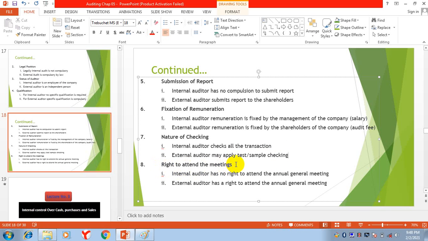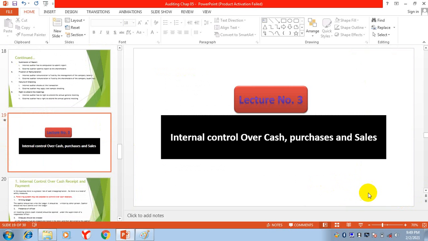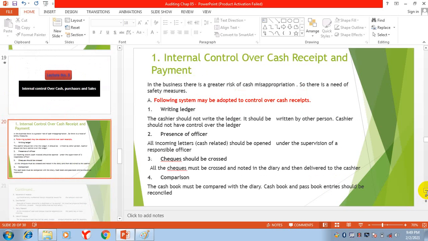Right to attend the meetings. Internal auditor has no right to attend the annual general meeting. But external auditor has a right to attend the annual general meeting because he will present his report in the annual general meeting. So these were the differences between internal and external auditor.